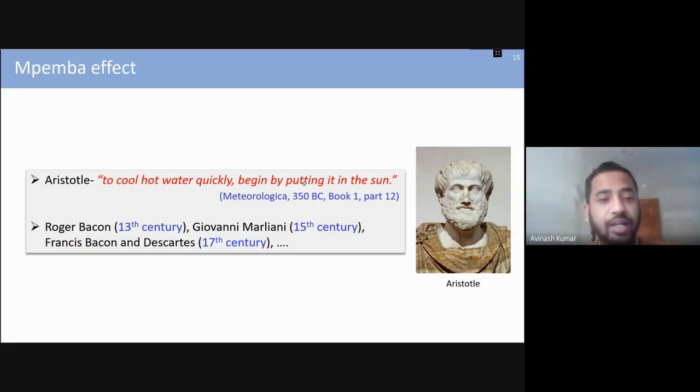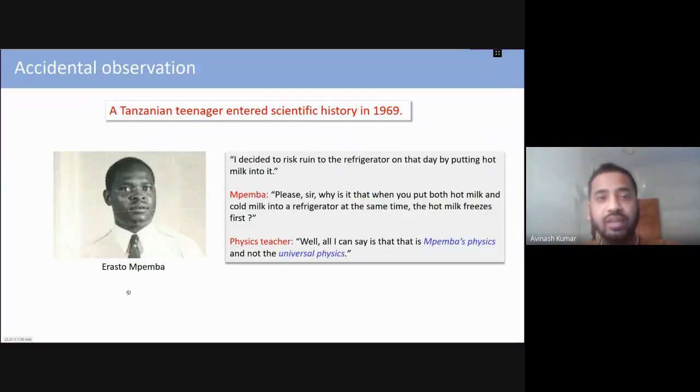So after its birth with Aristotle, the effect grew up for several centuries with people like Roger Bacon, Giovanni Marlini, Francis Bacon, and so on, until it was accidentally observed by a Tanzanian teenager, Erasto Mpemba. So this was an accidental observation because once he was taking part in the ice cream making competition in his high school. He was only in Form 6 at the time, and then he realized that by the time he would finish up making his ice cream mixture with milk and sugar, he would have lost the last available slot in the refrigerator, and therefore he decided not to cool down the mixture of milk and sugar, which he was supposed to do.